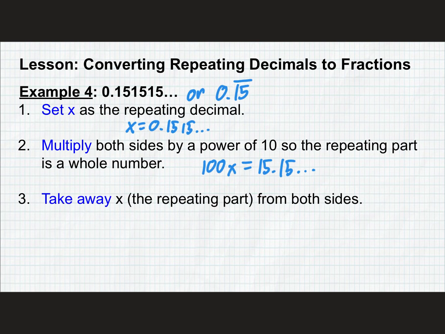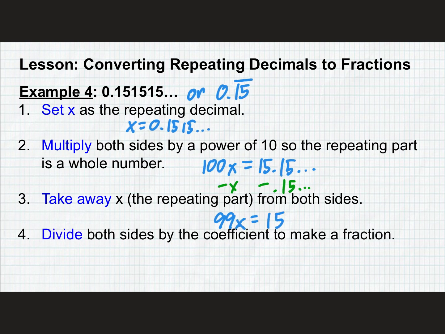When we write a fraction, we want it to be a fraction of two integers, so we do not want any decimal parts. Let's go ahead and take away 1x, or 0.15 repeating, from both sides. You should get 99x is equal to 15. Now, let's divide both sides by the coefficient to make a fraction. In this case, the coefficient on x is 99, so we're going to divide both sides by 99 to get x is equal to 15 divided by 99, or x is equal to 15 over 99.